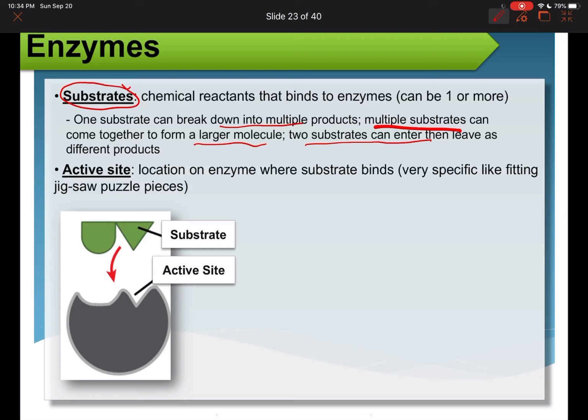Now, the location where substrates bind in an enzyme is called the active site, which is right here. If this was the enzyme, this would then be the substrate, and this right here with these little pockets is the active site. And the active site is very specific in structure such that it fits the substrate just like how jigsaw puzzle pieces fit together. That's how specific things are.